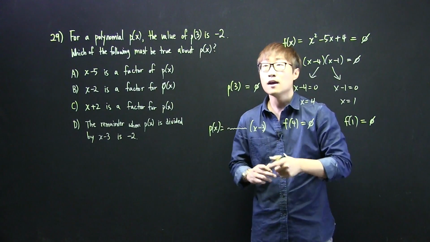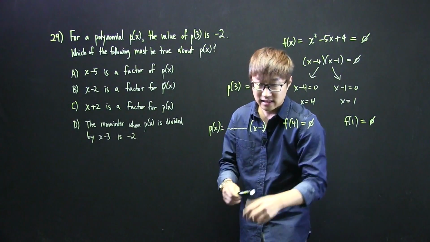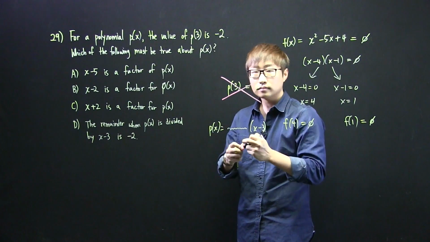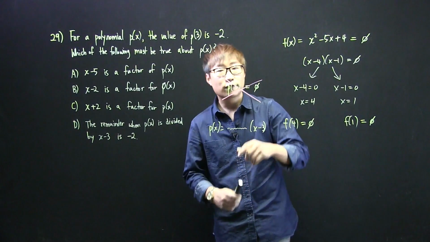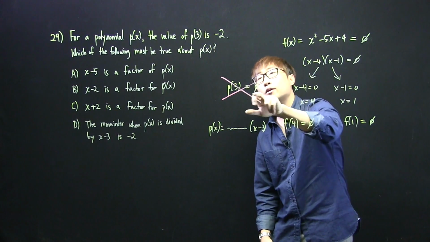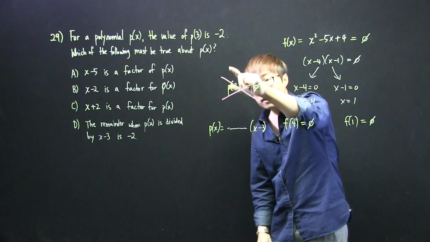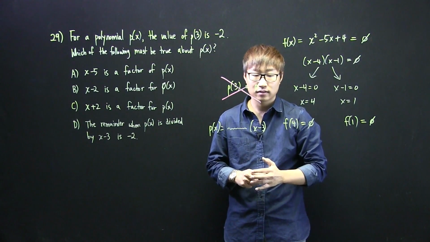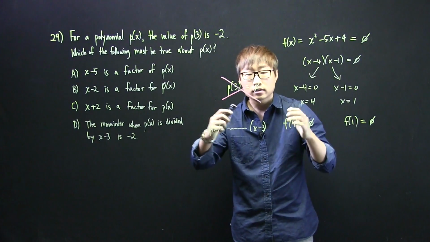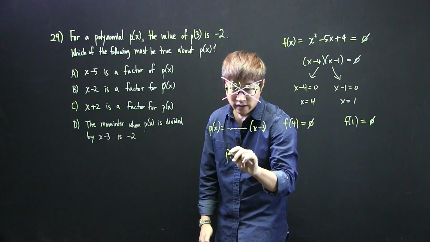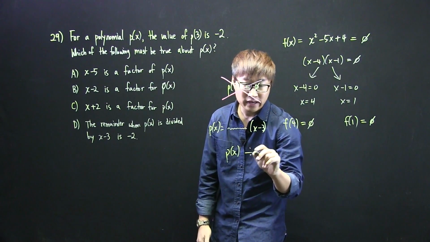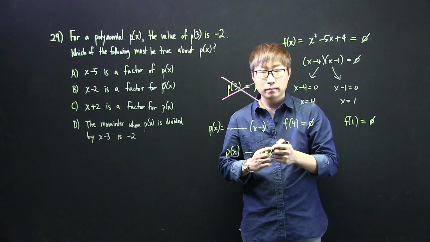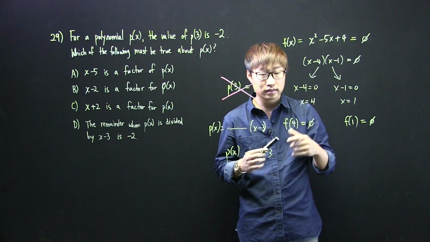I don't know what p of x is, but in this problem it's not 0, which should make my life a lot simpler, hopefully, because the fact that p of 3 is not 0, p of 3 is some other number, means x minus 3 is not a factor, right? We know that for sure. So if p of x was divided by x minus 3, it shouldn't divide evenly because it's not a factor. Does that make sense?